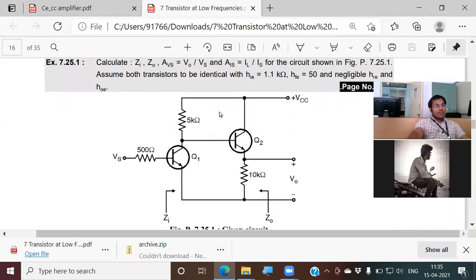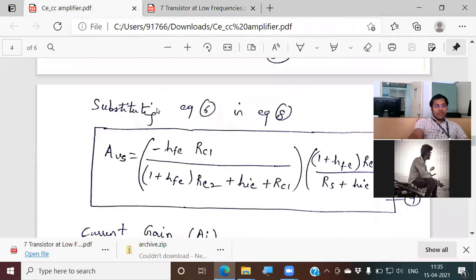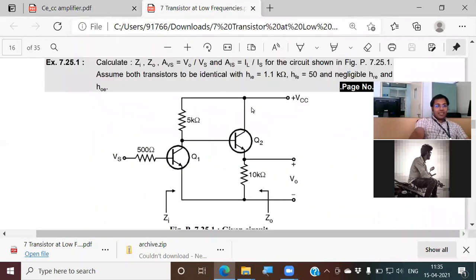In yesterday's class we finished Zi. Zi is nothing but HIE as per the derivation here. That HIE was given as 1.1. We have calculated, so Zi was 1.1 kilo ohm. Next, AVS. As I told you, Z0 we should do at the last, because there is some modification you will do to the output circuit. So let us complete AVS.